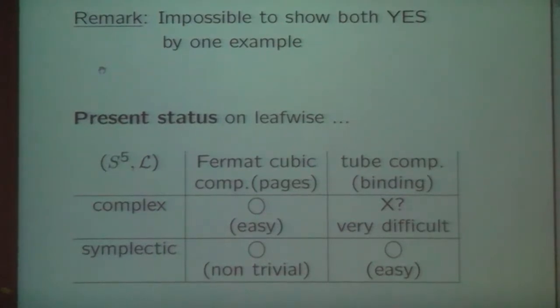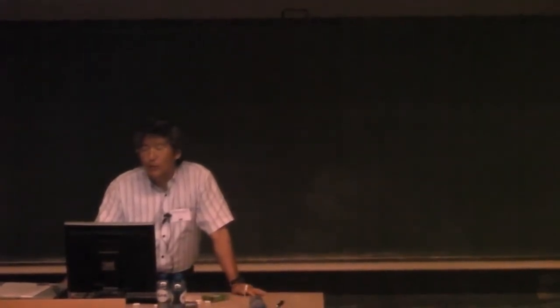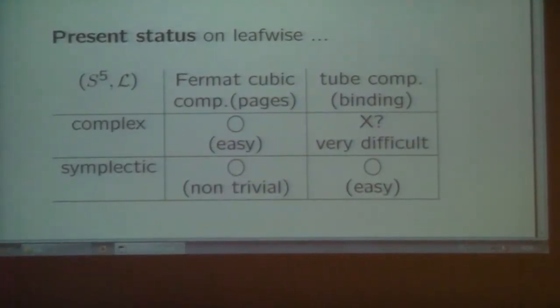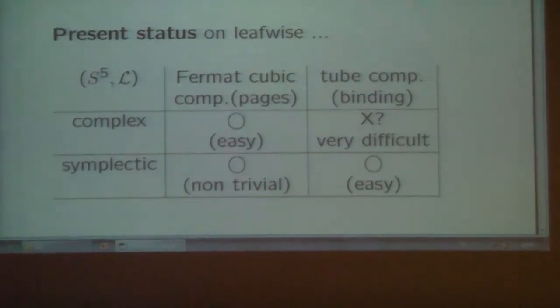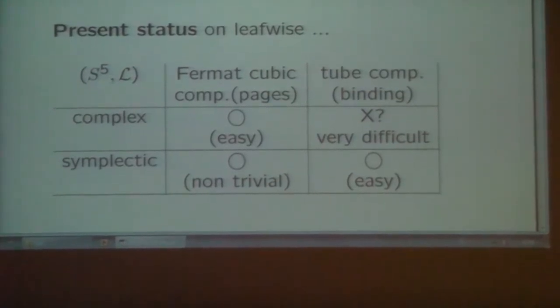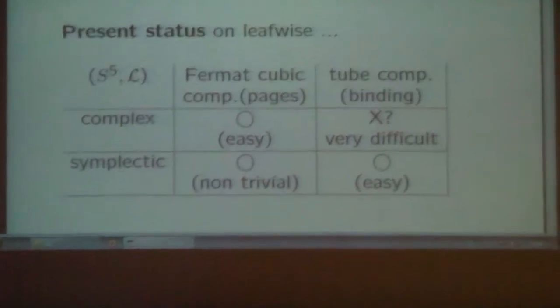But for the symplectic structure, that is really the difficult point. On the other hand, if you look at the tube component, namely the tubular neighborhood of the binding, then it is really difficult to put a complex structure, and people believe that it is impossible. For that part, on the other hand, showing the existence of a leafwise symplectic structure is very easy. So for the complex problem and the symplectic problem, the difficulty on each component is converse to each other. That is an interesting point.